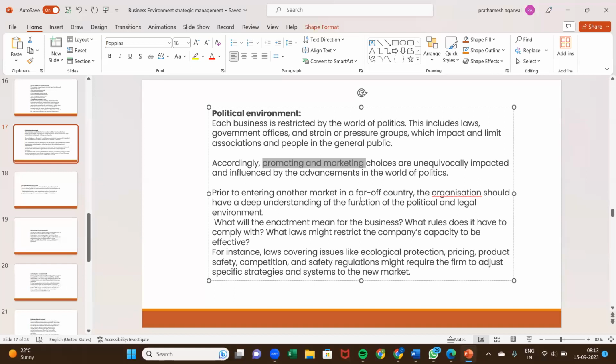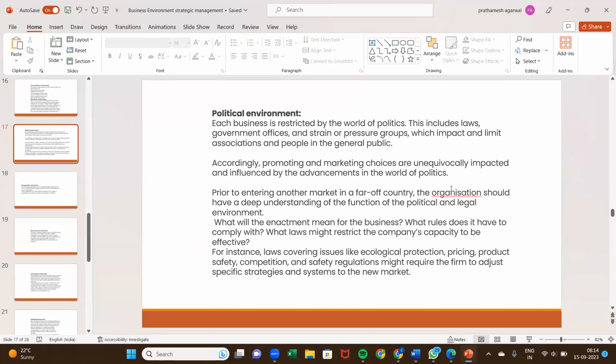Prior to entering another market in a far off country, the organization should have a deep understanding of that country. We need to understand the political environment and the legal environment. Legal environment means what laws the country is following. So when we want to enter an offshore market, we need to understand two important things. One is the political environment and the other is the legal environment.